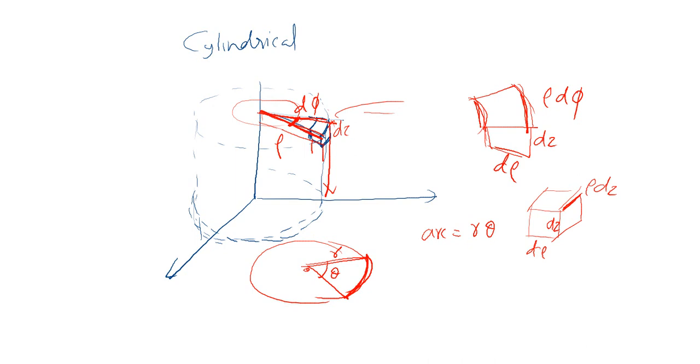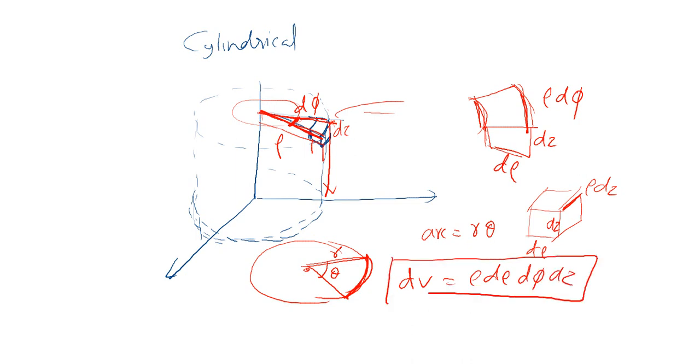So what is dv, the volume of that small element? Length into breadth into height, so that will be rho d rho d phi dz. Remember this, there is an extra term rho, and that comes due to rho d phi here. Okay, so rho d rho d phi dz. So this is in the case of the cylindrical coordinate system.